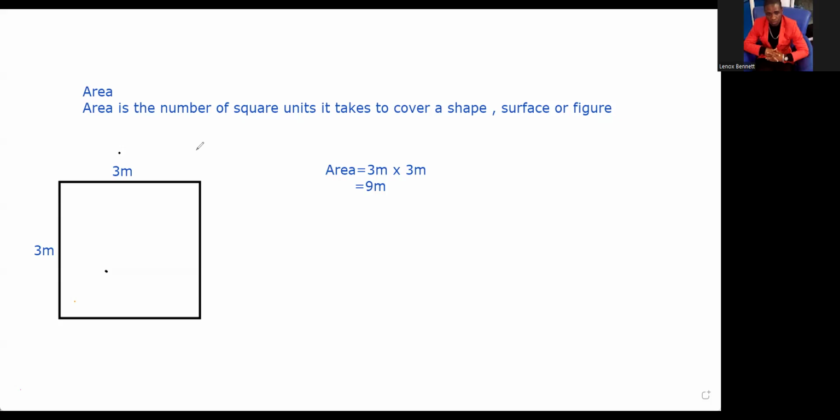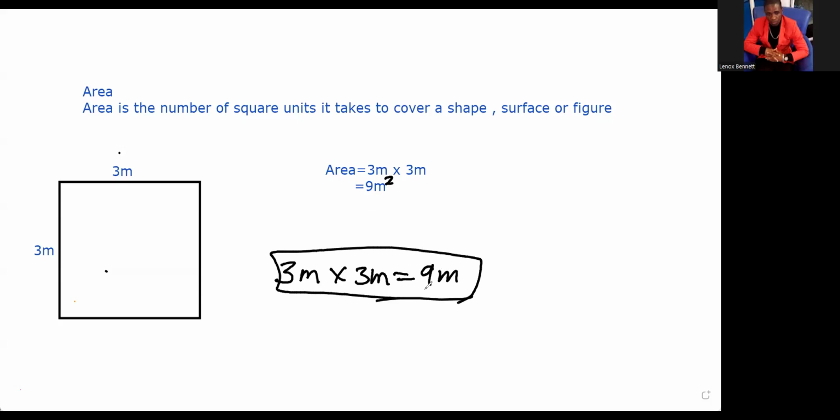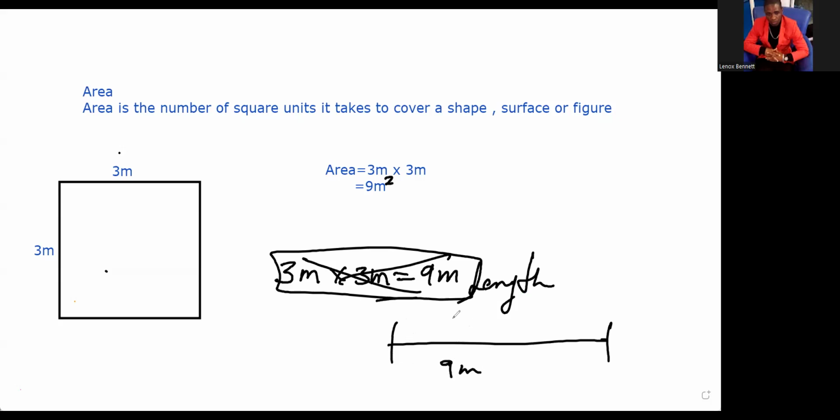saw. Unacceptable, guys. Let me show you what I saw. My students did. Someone said 3 meters times 3 meters is equal to 9 meters. This cannot be. All right. It's the number of squares. This is length. The 9 meters is length. Just like I measure something, and this measures 9 meters, right? But the answer is how many squares cover this.